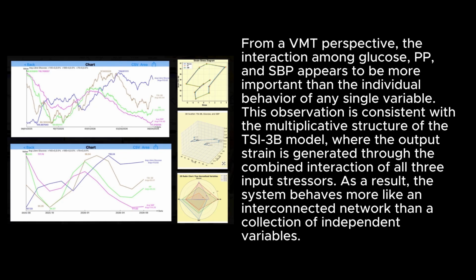From a VMT perspective, the interaction among glucose, PP, and SBP appears to be more important than the individual behavior of any single variable. This observation is consistent with the multiplicative structure of the TSI-3B model, where the output strain is generated through the combined interaction of all three input stressors. As a result, the system behaves more like an interconnected network than a collection of independent variables.